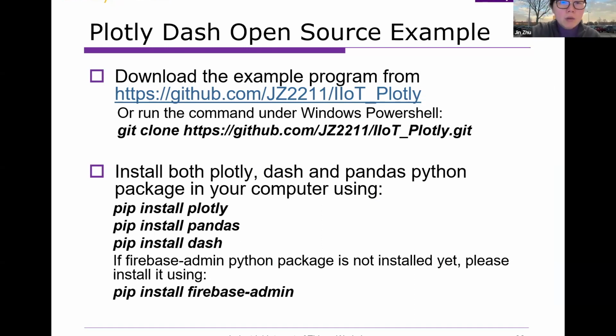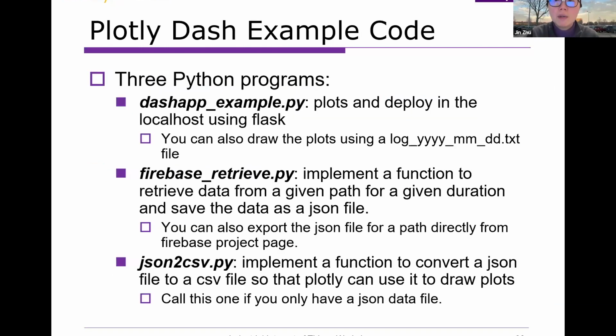Okay, so in our example code, I have 3 programs. The first one is Dash app example. This code is the one that you need to run. Simply, you're going to run the code and then see what's going on. The second one is retrieve.